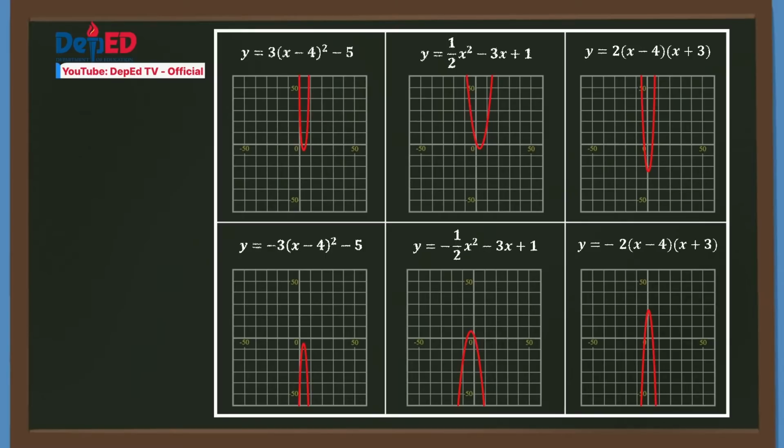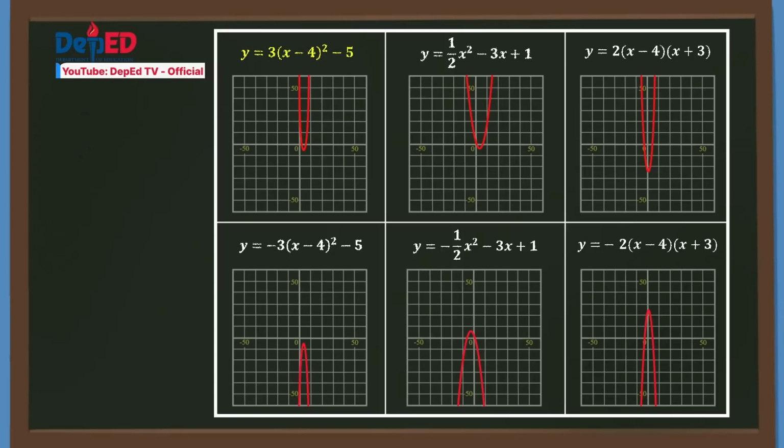You see 6 parabolas, 3 of which open upward while the other 3 open downward. Do you know what determines the direction of the opening of the parabola? Let us compare the equations for the parabolas that open upward with the equations for the parabolas that open downward.